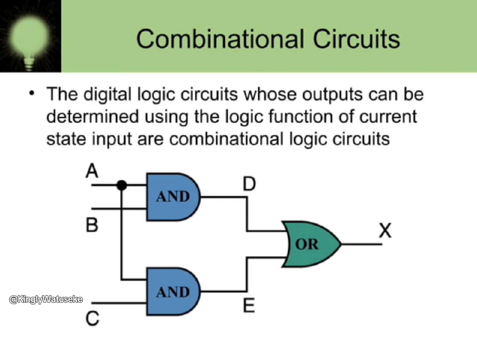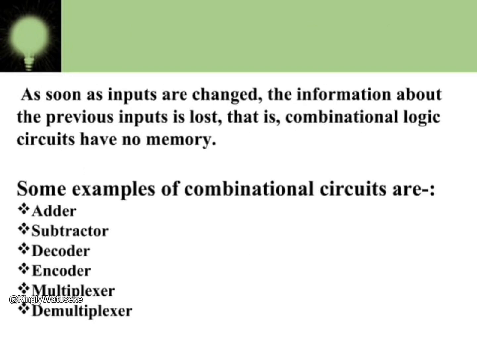Combinational circuits. The digital logic circuits whose outputs can be determined using the logic function of current state inputs are combinational logic circuits. As soon as inputs are changed, the information about the previous inputs is lost. That is, combinational logic circuits have no memory. Some examples of combinational circuits are adder, subtractor, decoder, encoder, multiplexer, and demultiplexer.